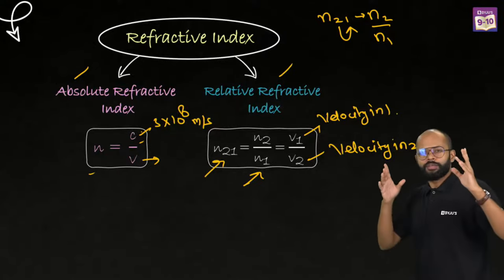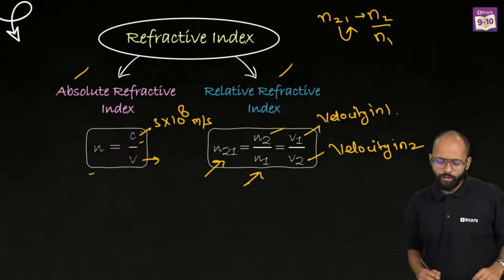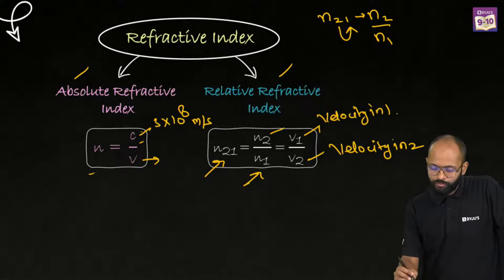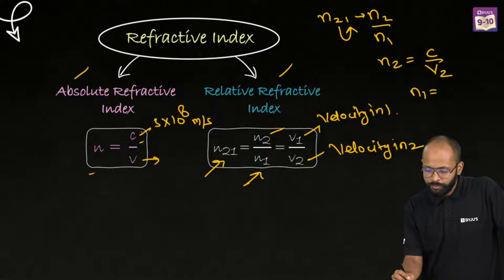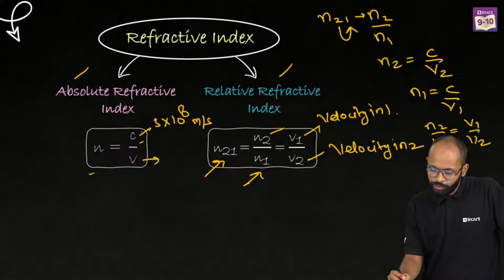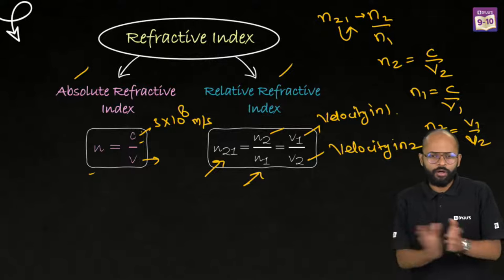Okay, okay. Don't cram. Why do you cram? You know all these things. Bhai, N2 kya hoga? If I tell you that this is N equals C upon V, so N2 will be, sir, C upon V2. N1 will be C upon V1. So N2 upon N1 will be simple V1 upon V2. So pen to chalao, you will get everything. Don't panic. Come on. Okay, fine.